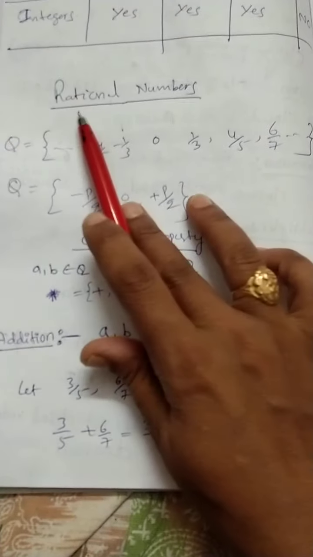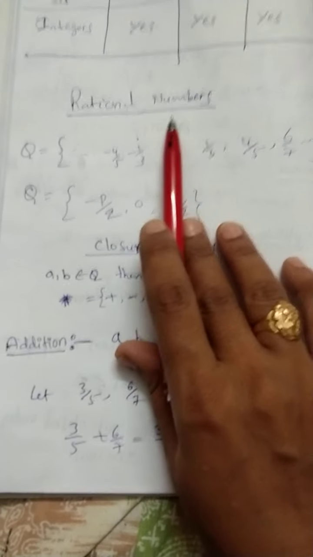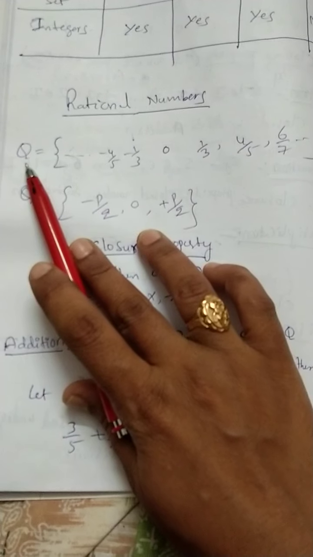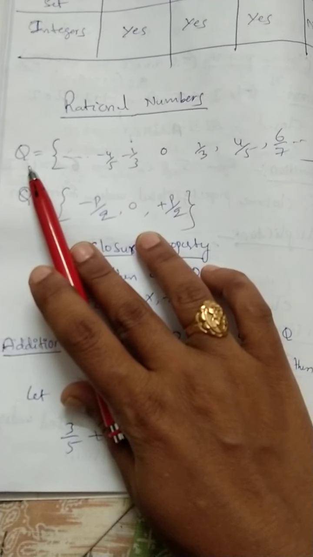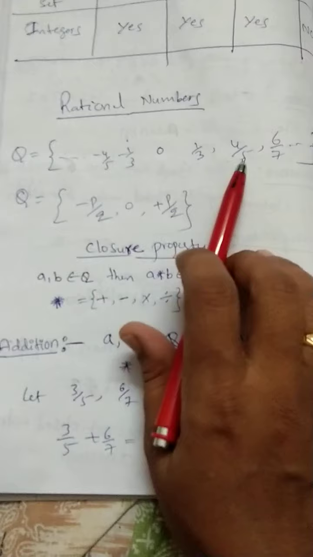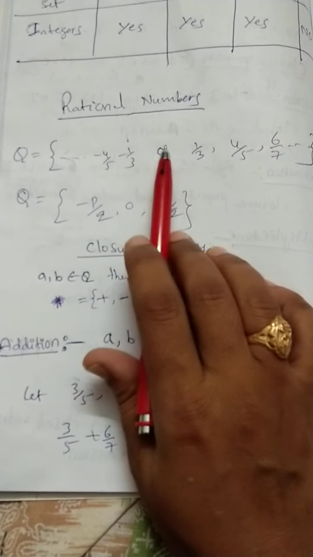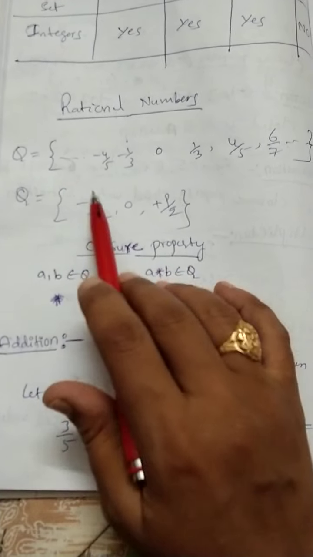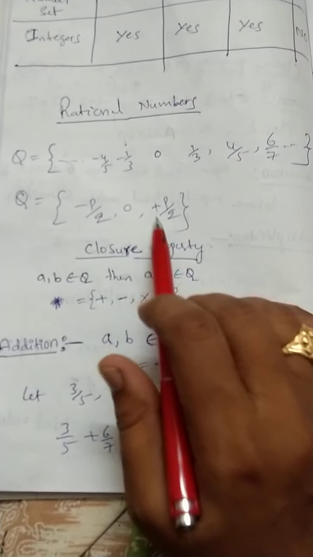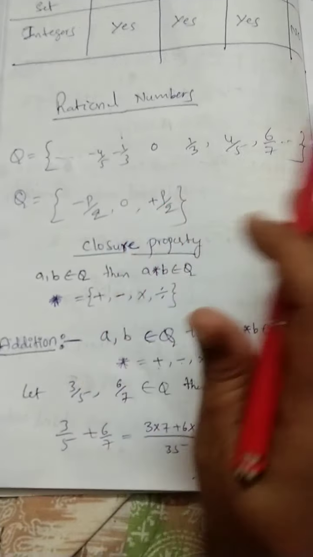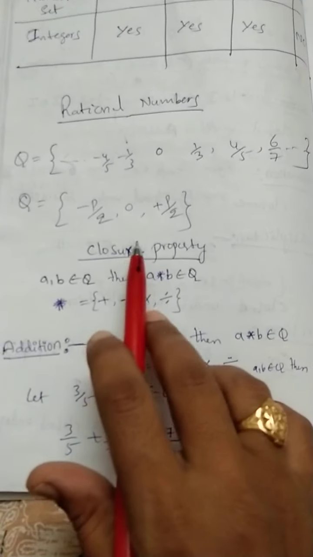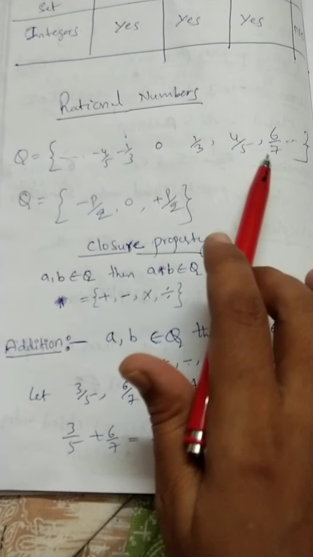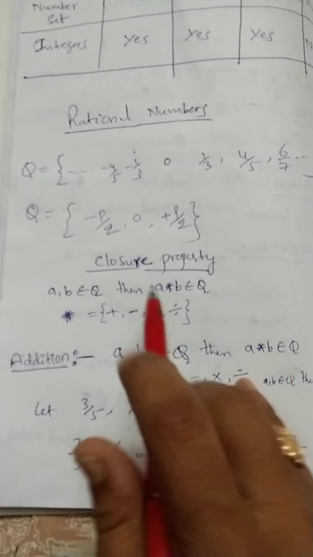So rational numbers, I am talking about the rational number set. The set is indicated by the capital letter Q, and rational numbers include positive rational numbers, negative rational numbers, and 0. So we should write minus p by q for negative rational numbers, plus p by q for positive rational numbers, and including 0. First you should know which type of numbers will be in that set. Then you should go for the properties.